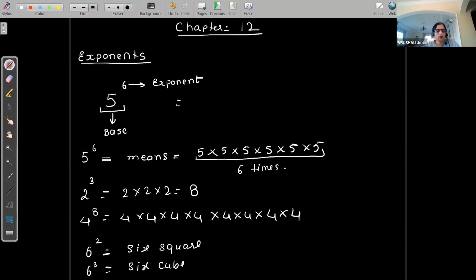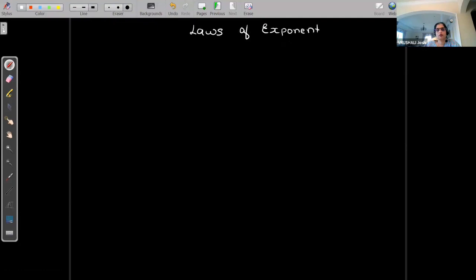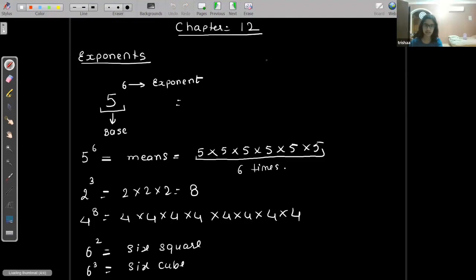Now, if you remember, there were certain rules. Do you remember the laws of indices, or laws of exponents, we can say? How many of you remember the laws of exponents from grade 7? How many studied this lesson properly in grade 7? Let me see.